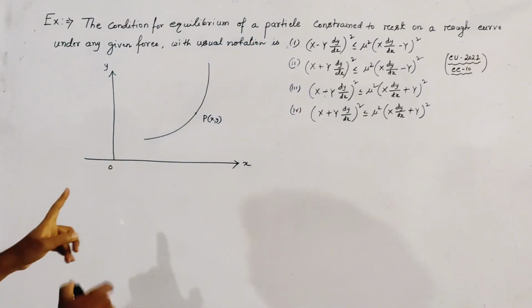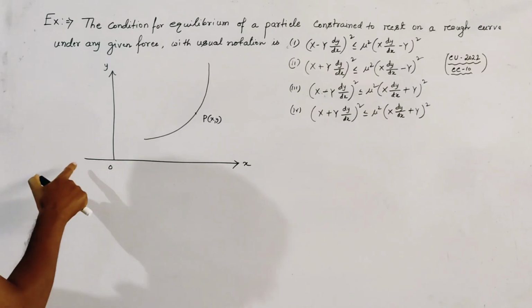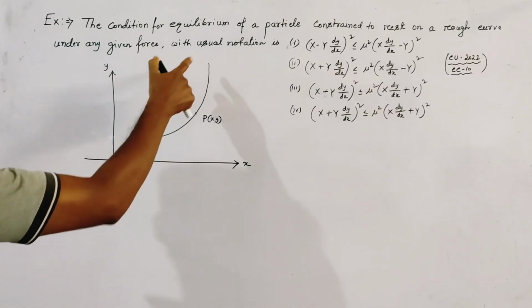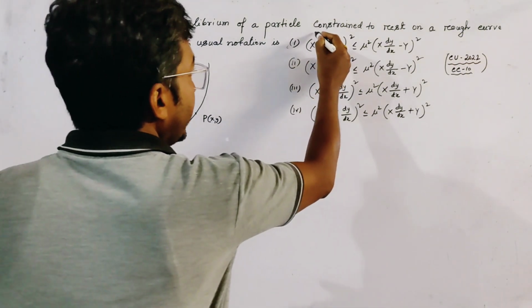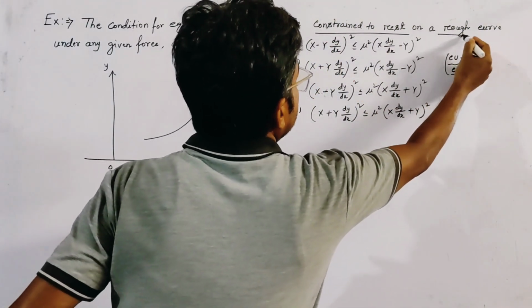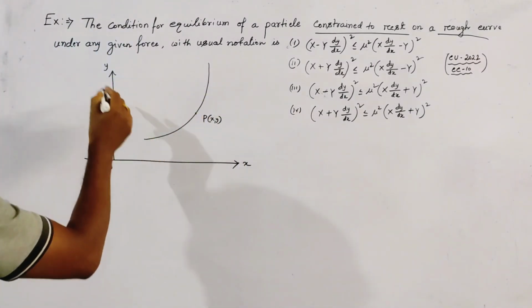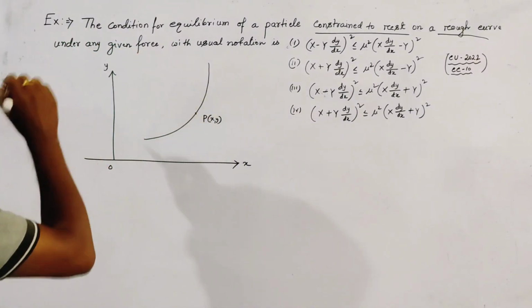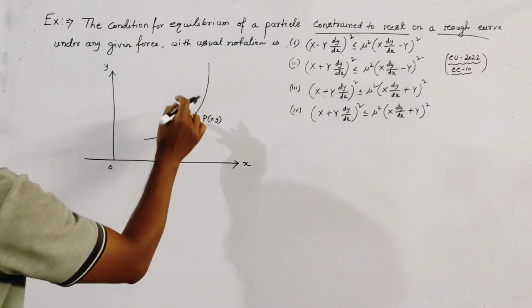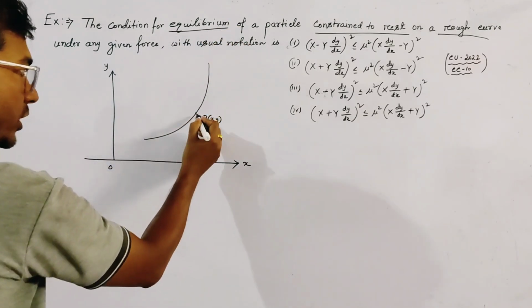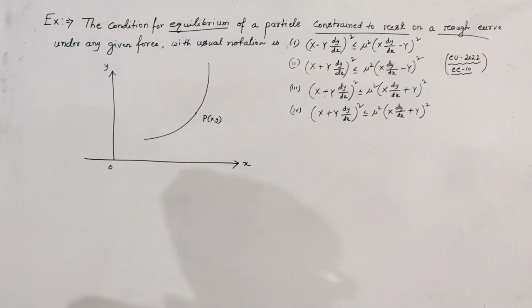We have already drawn in usual notation: this is the x-axis, this is the y-axis, and this is any curve. Let the particle be constrained to rest on the rough curve under any given force. Let the particle rest, or be in equilibrium, at the point P on the curve.